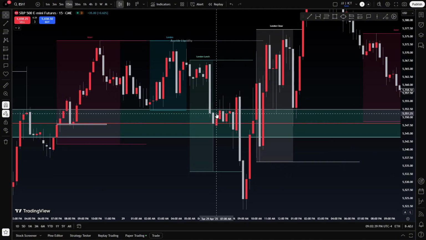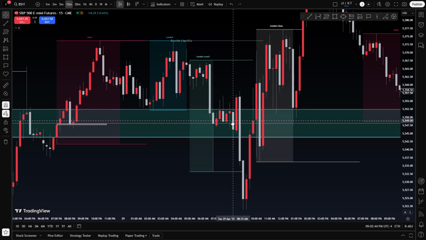This consolidation here forms the next one. This consolidation here forms the next one. Watch this. Now watch this. This whole consolidation here forms the next one. Watch this.